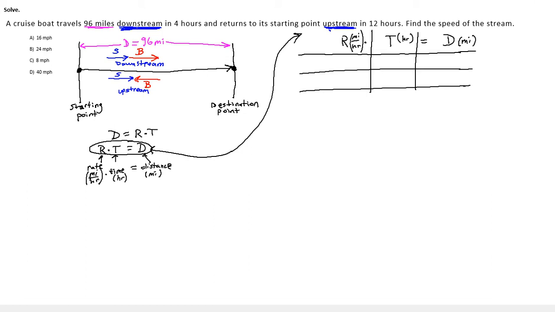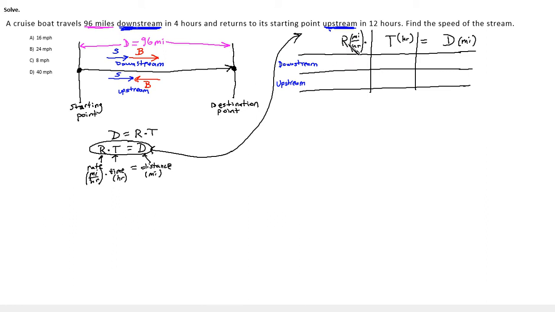So when we have two conditions going on, two circumstances, we have a downstream circumstance when the boat is traveling with the flow of the water. Then we have an upstream circumstance, when the boat is traveling, pushing against the current of the water. So two things are about to happen. I'm going to put these in colors so that they really match our sketch over here.